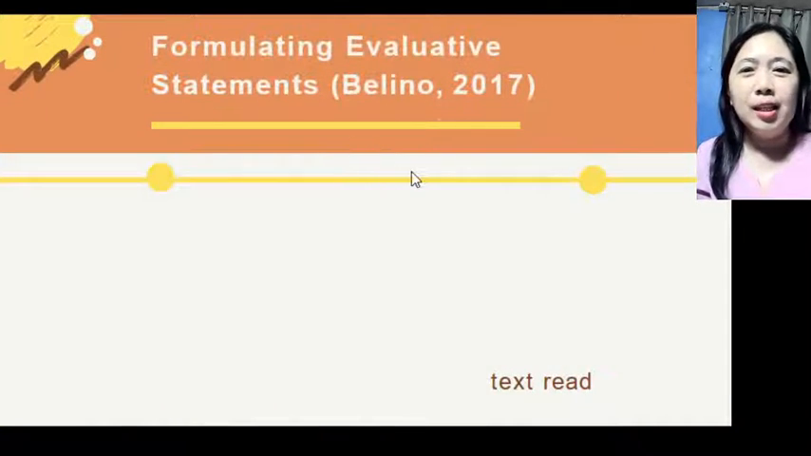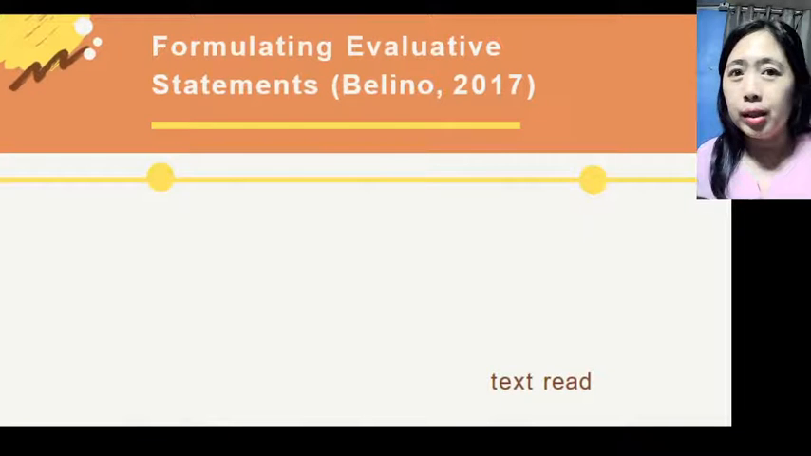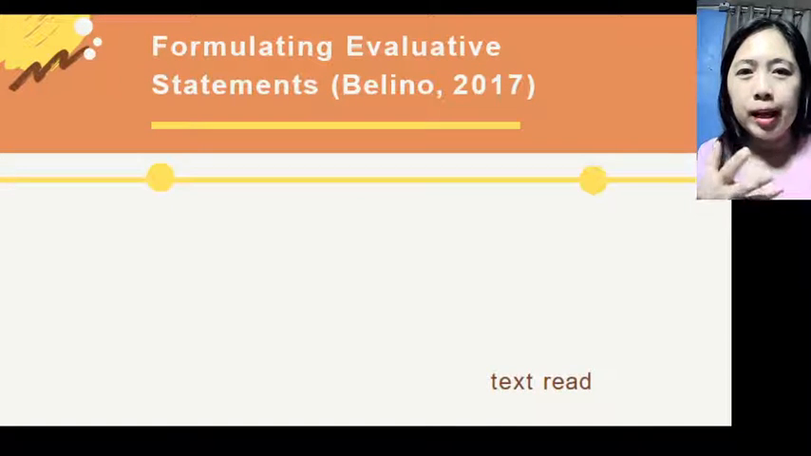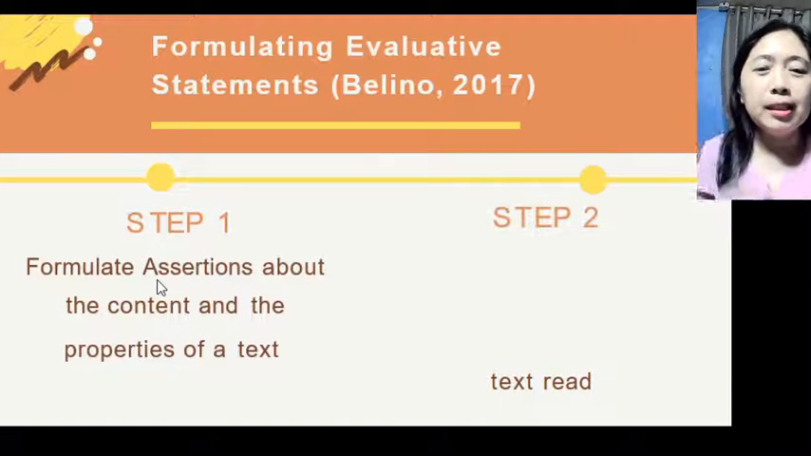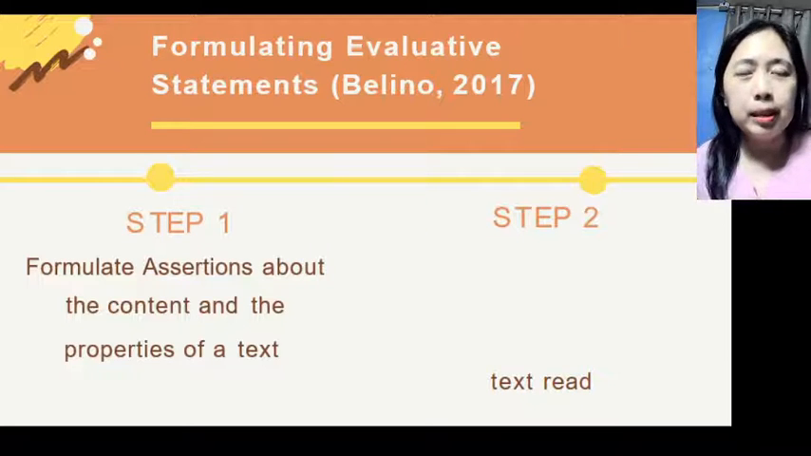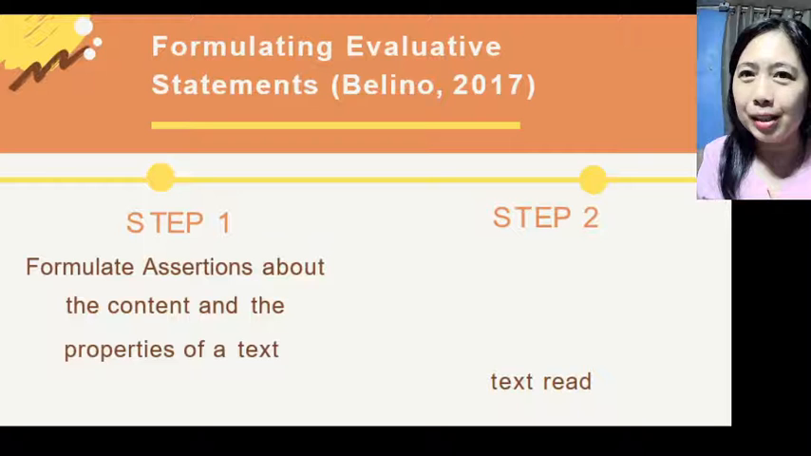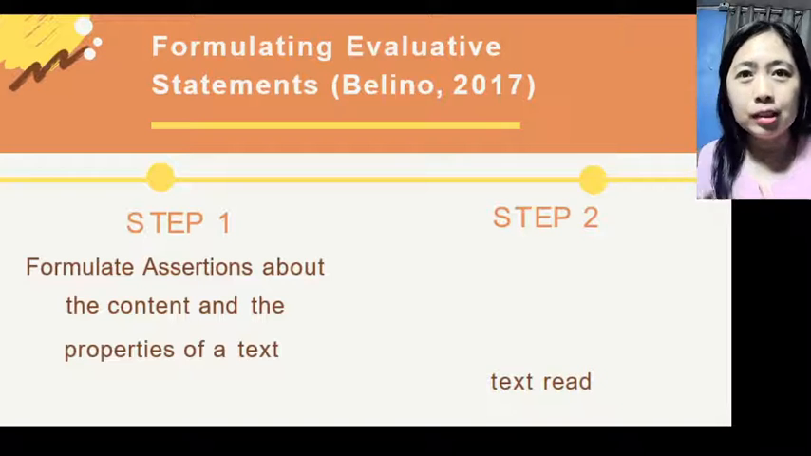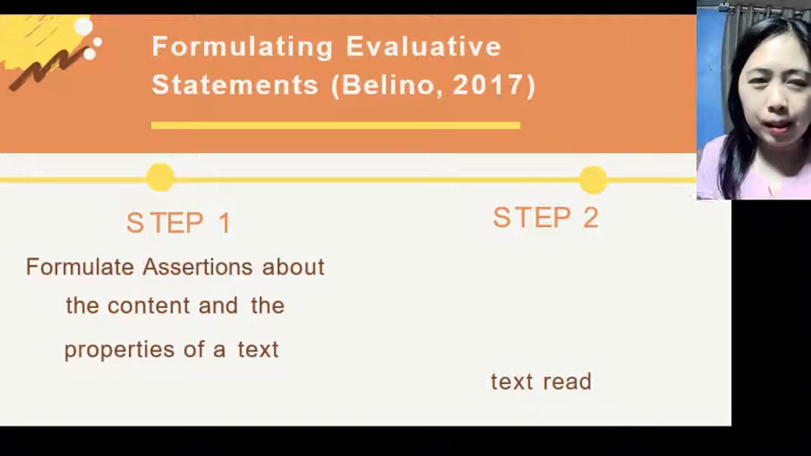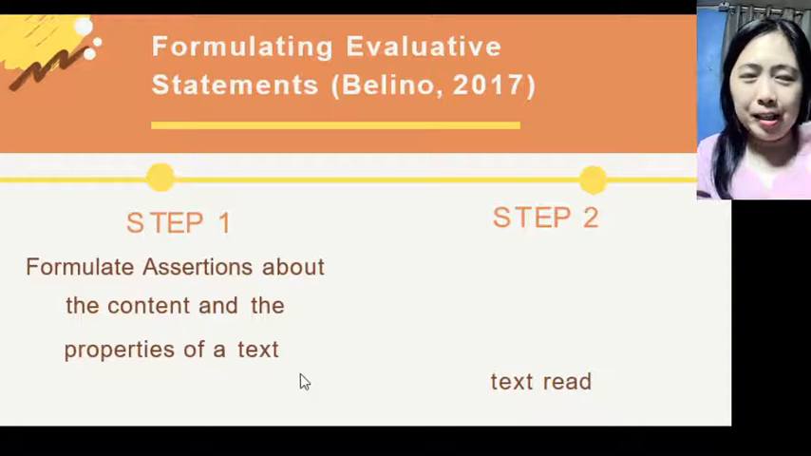Klaro ra? Okay. So here we also have Belino from 2017, how he also provide how to formulate evaluative statements. Okay, so there is step 1. Okay, we have here formulate assertions about the content and the properties of a text. Okay, so properties of a well-written text. Remember, module 2 of our first semester. Okay, so the organization, the coherence, the cohesion, the mechanics. Okay, so content-based juga. Okay, assertions, we will explain about that one. Okay, next screen, next page.